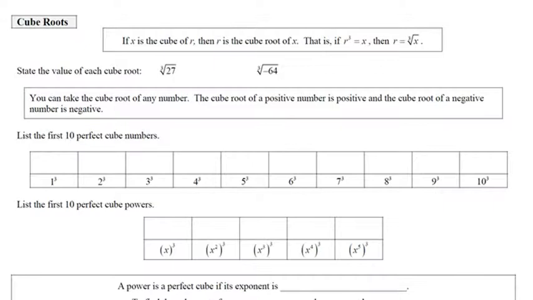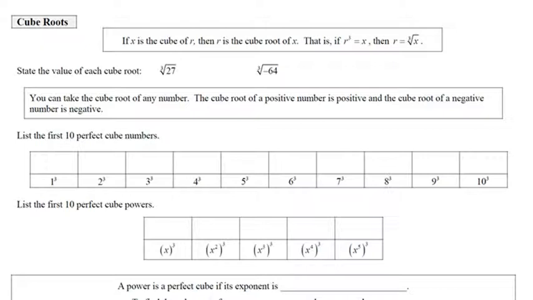Cube roots, right? Because we're not just doing squares. We've got to do cubes. We've got to do fourths. We've got to do fifths. We've got to be able to actually do any power, but if x is the cube of r, then r is the cube root of x. That is, if r cubed is equal to x, then r equals the cube root of x.